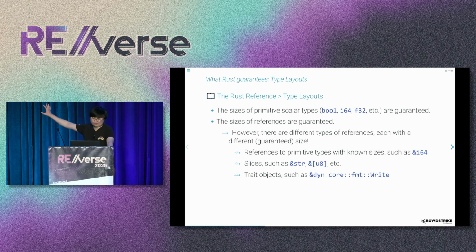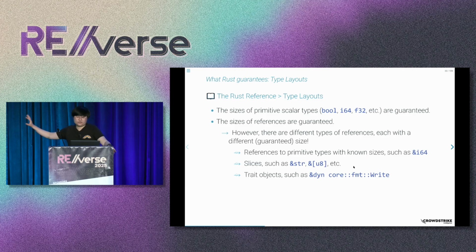So the sizes of your primitive scalar types, those are guaranteed. You know, exactly how large a bool is or how large a 32-bit floating point number or integer is. The sizes of references are also guaranteed as well. But there are different types of references, and each of those types of references has a different guaranteed size. So a reference to your primitive types with those known sizes will just show up as a pointer. It'll be whatever your pointer size on your platform is.